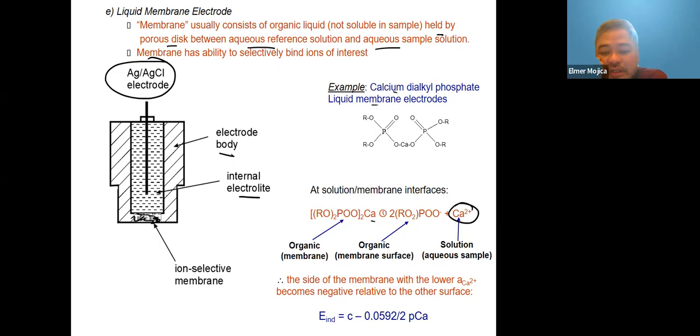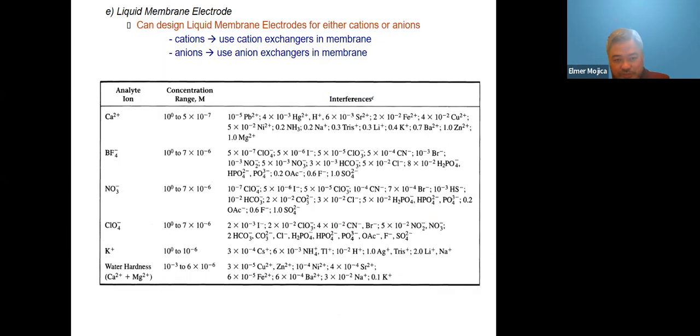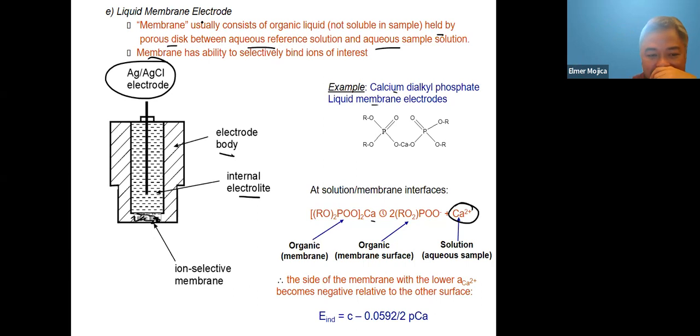And then the side of the membrane with the lower activity calcium ion becomes negative relative to the other surface. And you can use it to design your own, what we call, ion selective electrode. Okay, so they usually use the liquid membrane electrode because if you're going to look at this, ito lang yun eh. So all you need to do is whatever's your target ion, gamitin mo lang, lagyan mo lang yung tinatawag na electrolyte doon. And then you have the ion selective membrane there.